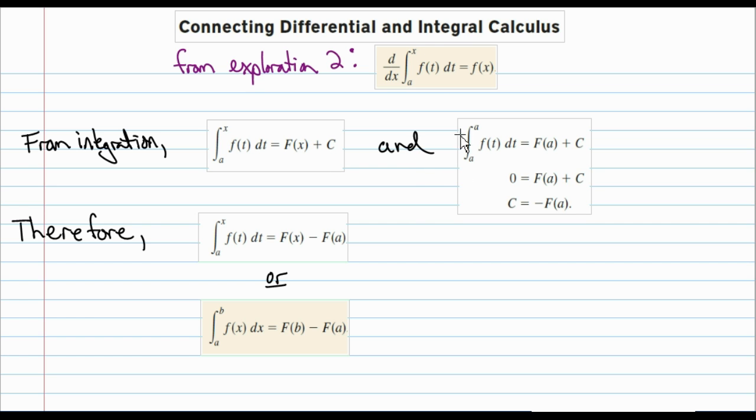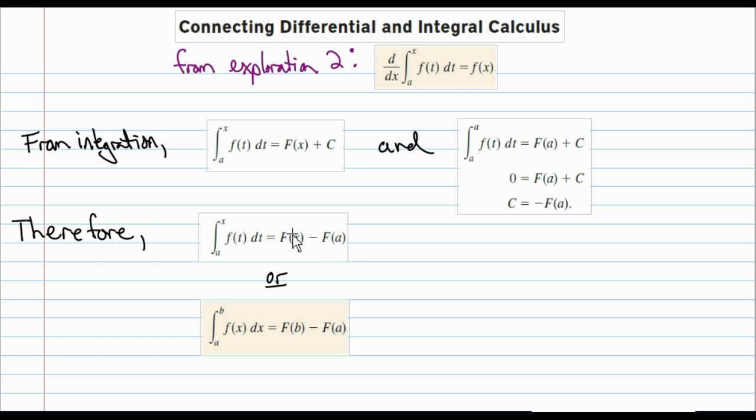Now, we also know that the integral from a to a of f of t dt would be F of a plus c. Plug in the top one, plus c. And the integral from a to a from our integral properties is 0. So if we solve for c, c is actually negative F of a. So now we can look at the integral from a to x of f of t dt, which would then be capital F of x, and instead of plus c, c is minus F of a. So F of x minus F of a.